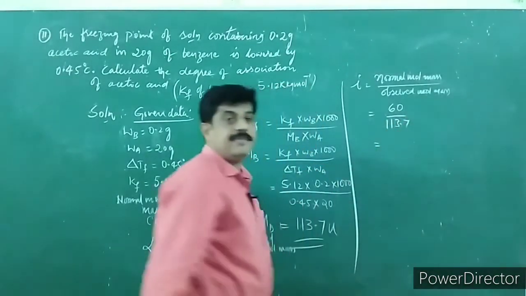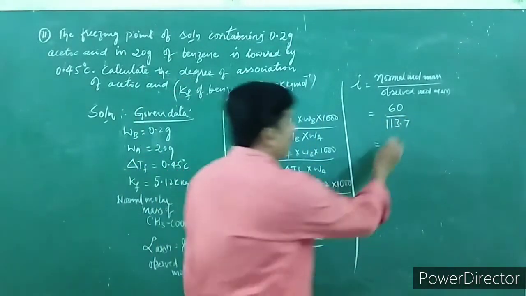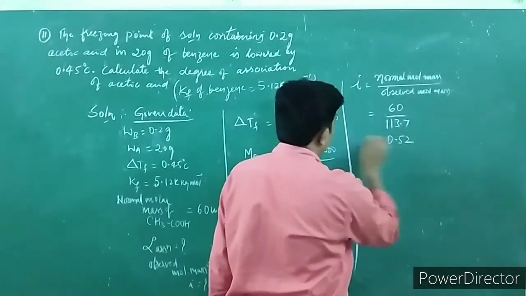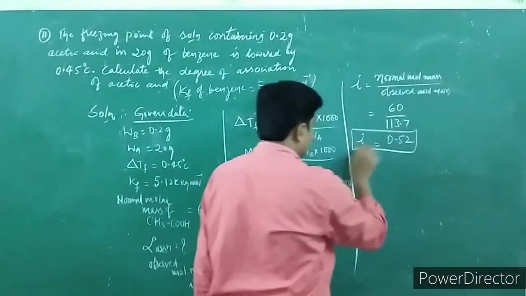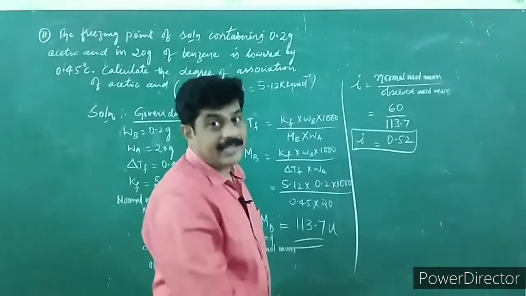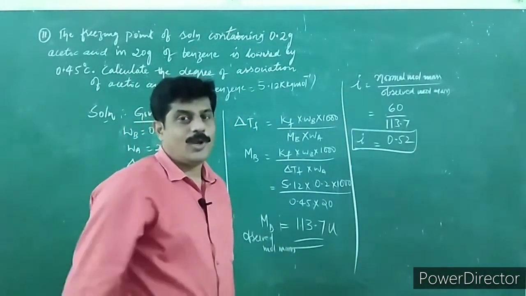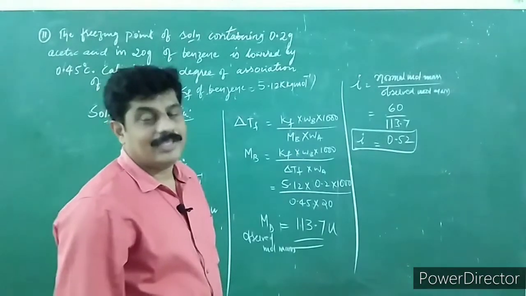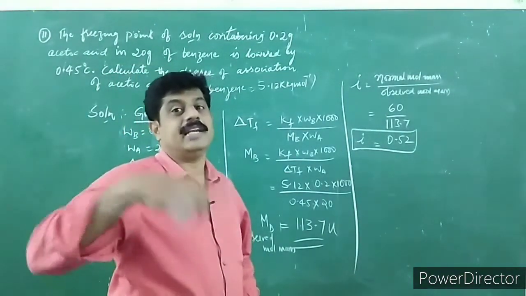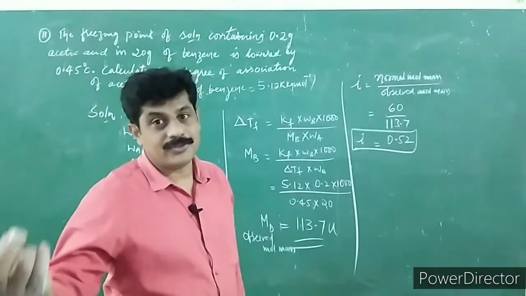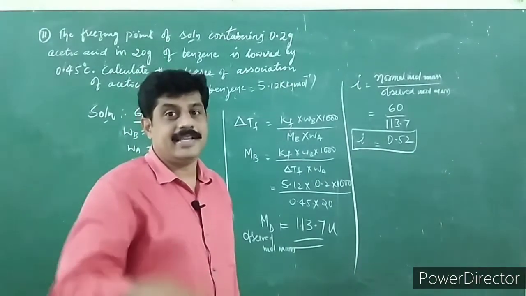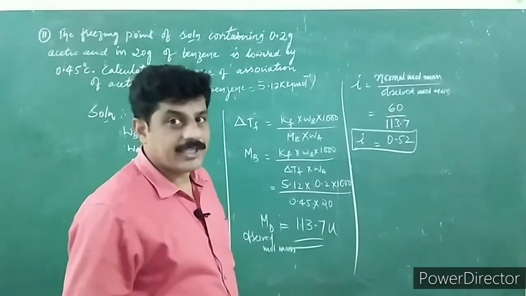113.7. If you simplify that, children, you are going to get 0.52. i is equal to 0.52. That means it is less than 1. What does that mean? It means that it undergoes association. You learned that if i value is greater than 1, then it is dissociation. If i value is less than 1, that means it is association.